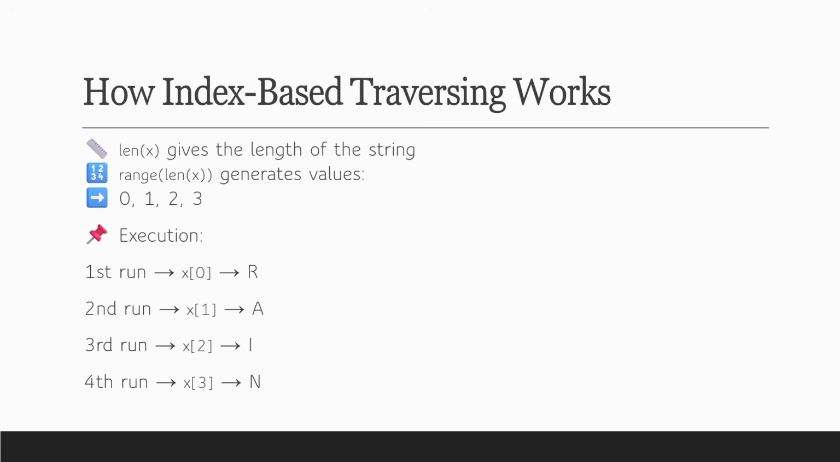How index-based traversing works. The length of the string rain is 4. So the range function generates the values 0, 1, 2, and 3. In the first run, Python accesses x of 0, which is R. In the second run, x of 1 gives A. Similarly, x of 2 gives I, and x of 3 gives N. This continues until all characters are printed.